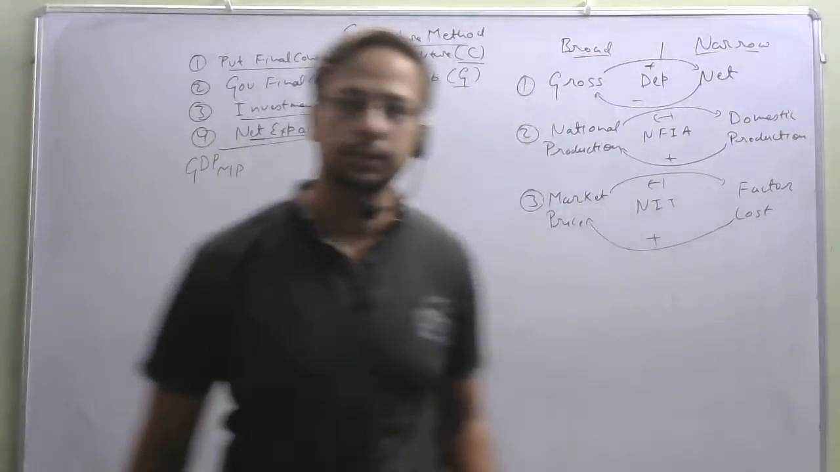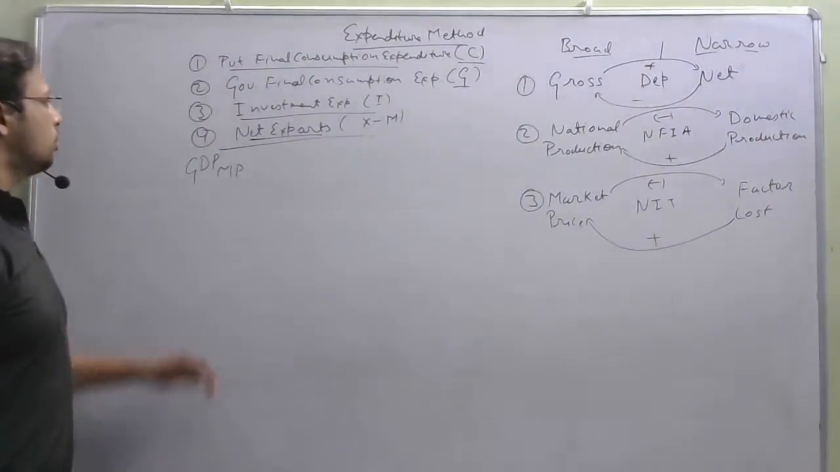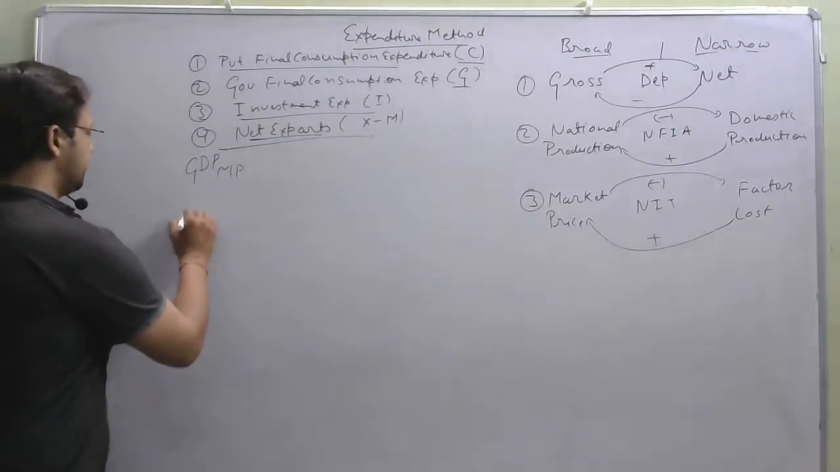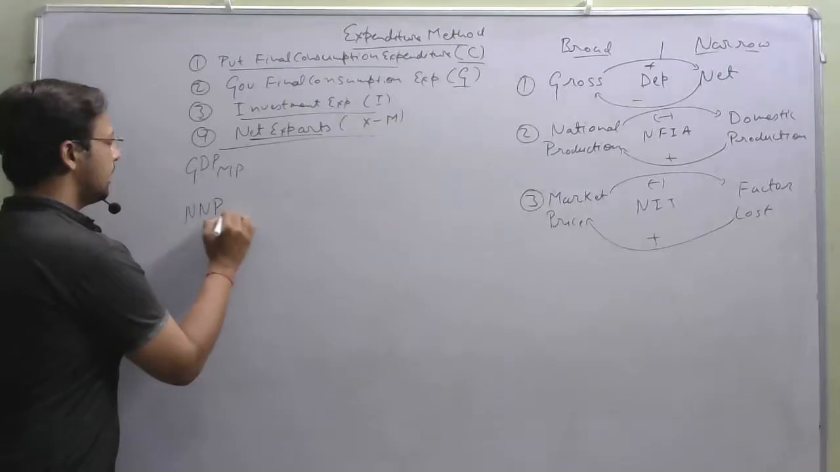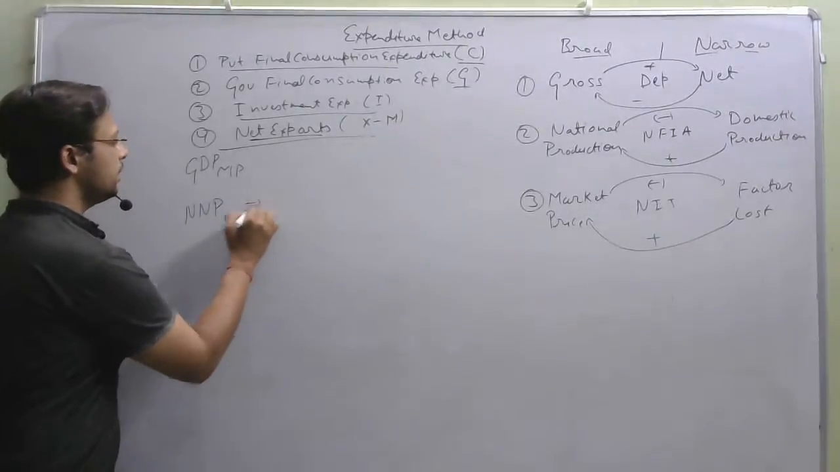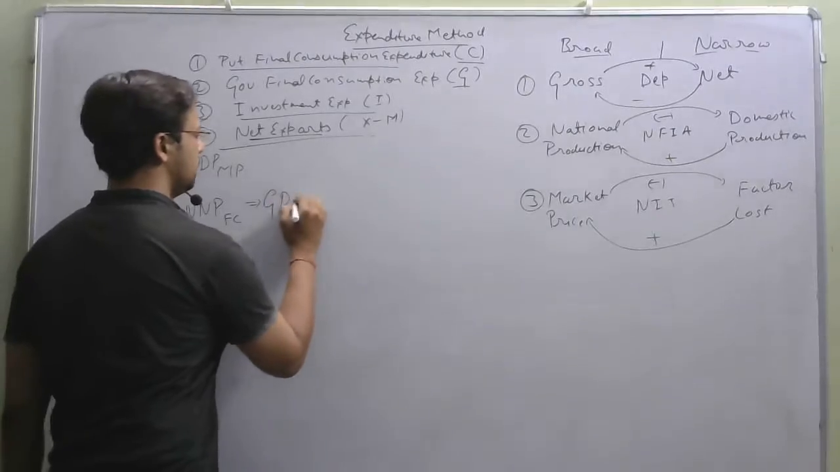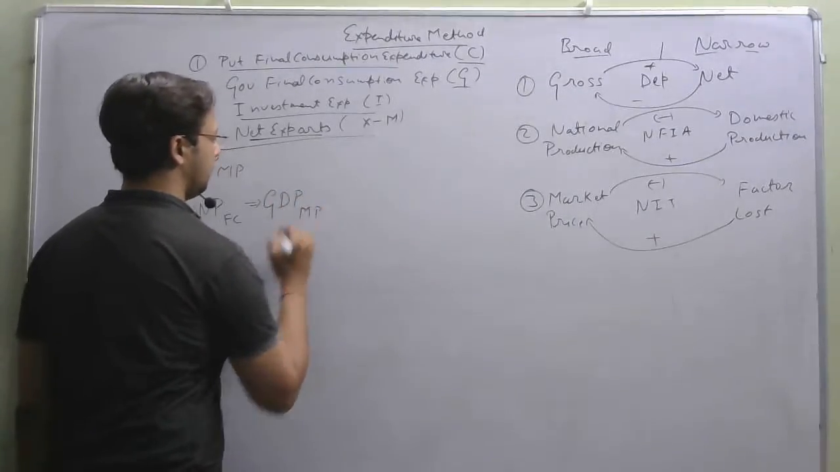Now after that, we have to convert this GDP at MP to NNP at FC, because NNP at FC is the aggregate which shows national income, and it is GDP at MP which we get.